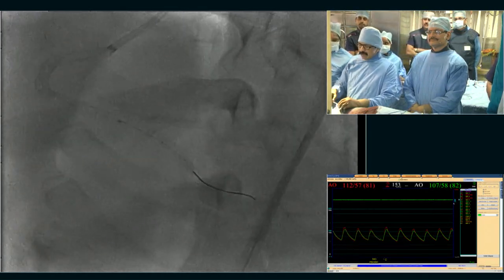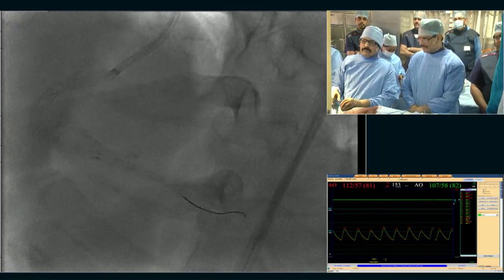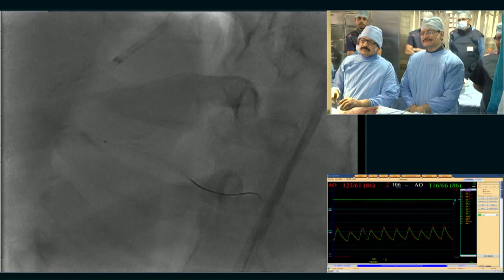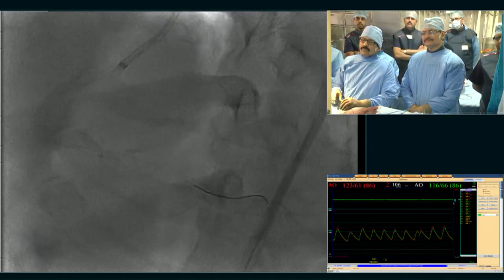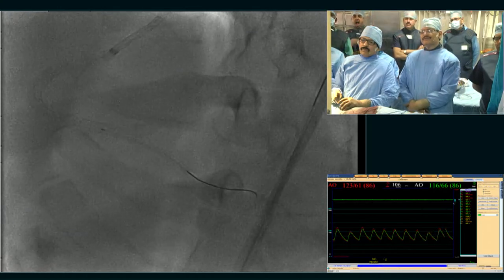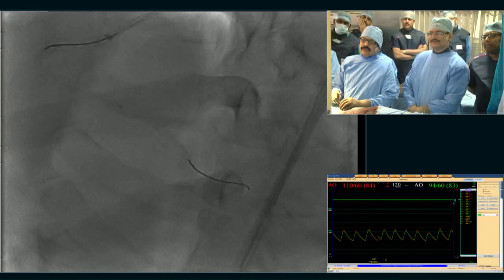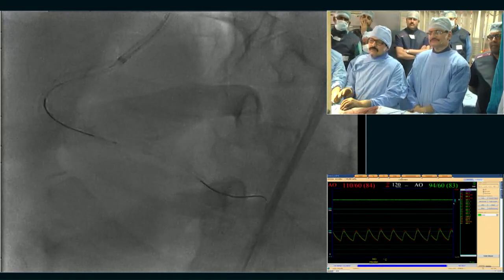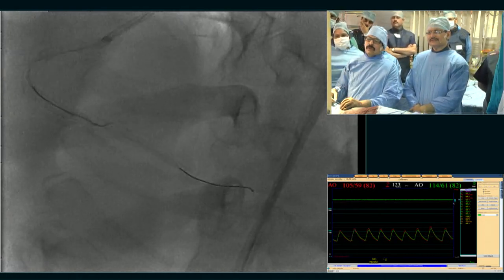Can see 3.5 the dilation. After opening this one, I can see the flow. So you modified the curve of the Sion, huh? Yeah, tip modified. Then if not, I will try with a Whisper also next time. Yeah. And same. It went.